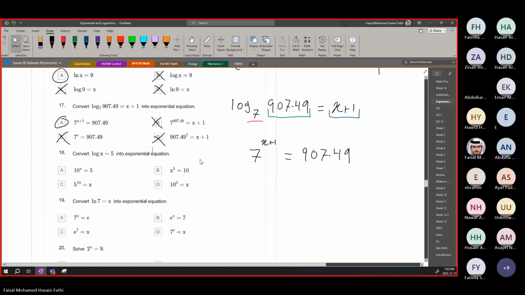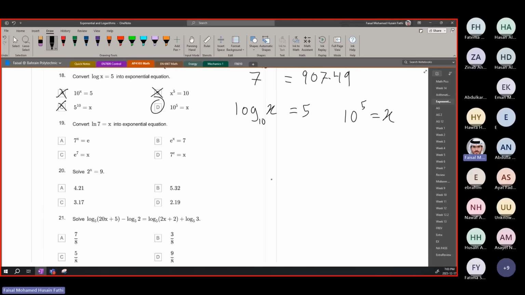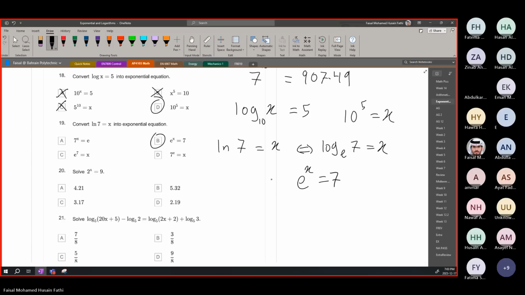All right. Convert log x equal 5 into exponential. Remember, when it's just log, it's the same as saying log base 10 of x. So this is 10 to the power 5 is equal to x. 10 to the power of 5 is equal to x, D. These are all wrong. Okay, I'm going through these quickly because I'm pretty sure you all understand. If you have a question, ask while I'm solving right now. Ln 7 equal to x. This is the same as log base e of 7 equals x. So our base is e, the power is x, the solution is 7. Not any of these.